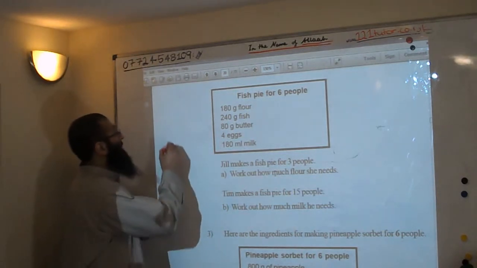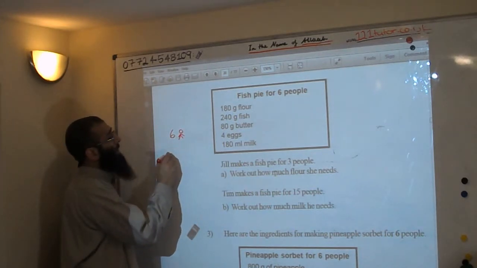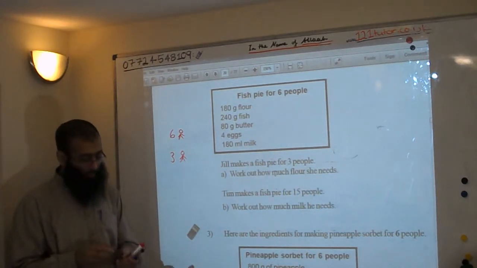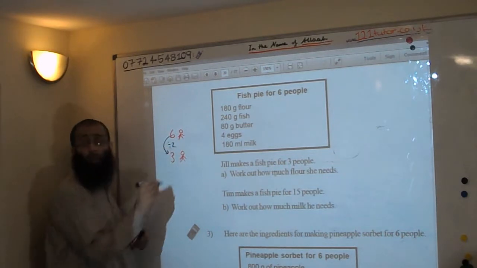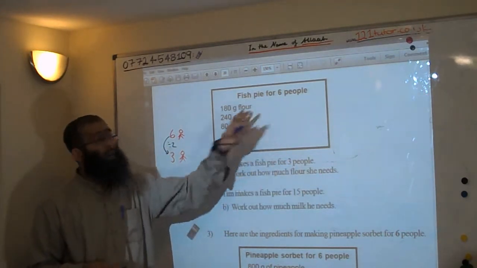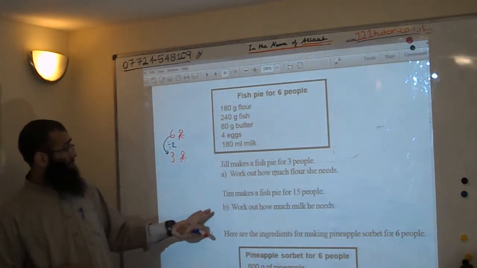Now, we started off with six people, and we now want to get to 3 people. How do we get from 6 people to 3 people? We divide by 2. So if you're going to make half the number of people, we have to halve the ingredients. Okay? You happy with that? So let's have a look at that.